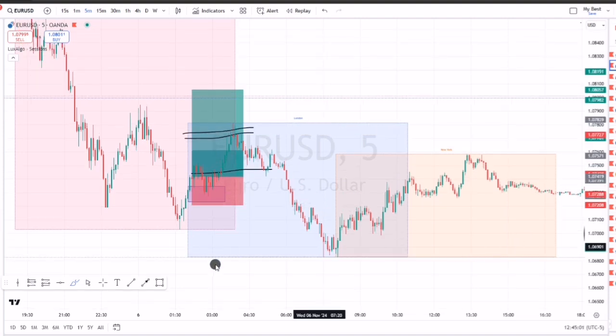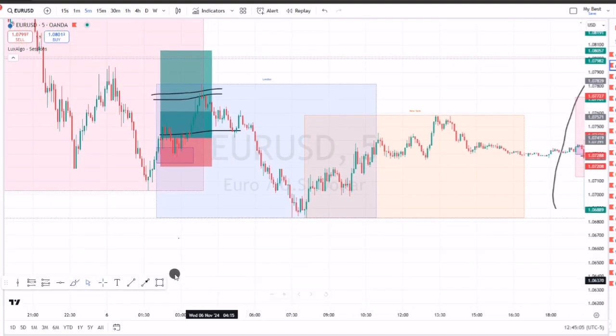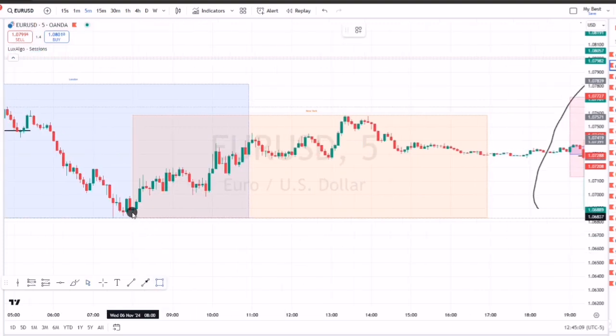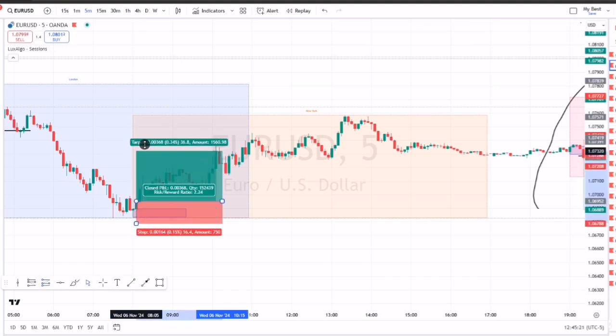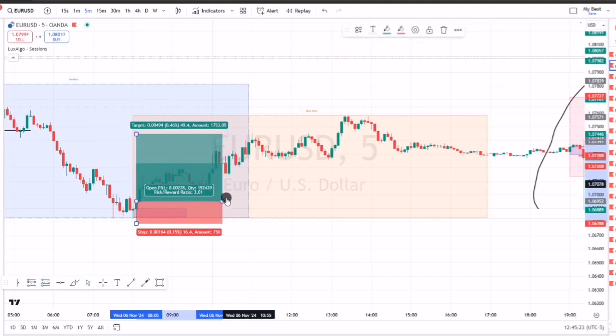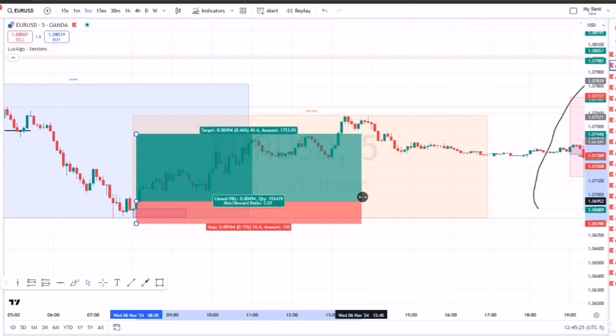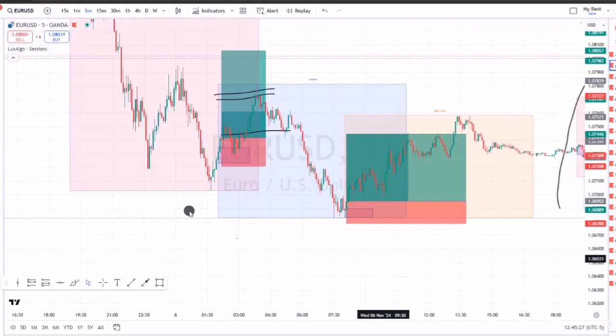And then for the New York session, you mark the first candle. Which one was the first candle? It was that small one. Price closes above it. You place a buy trade here. You target your 1, 2, 3. This one was a clean win.